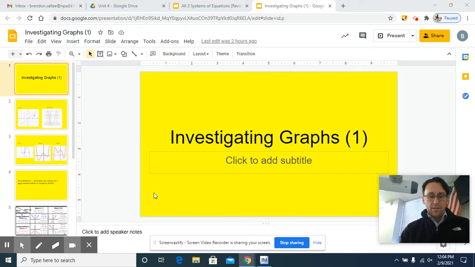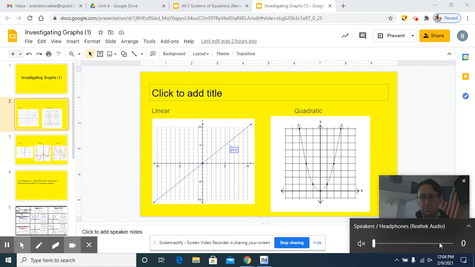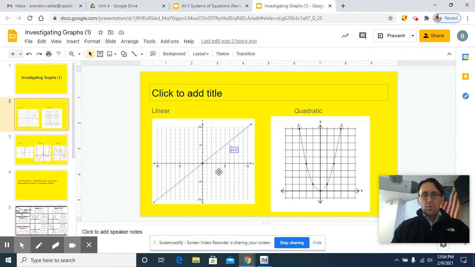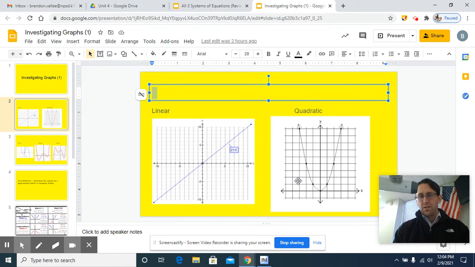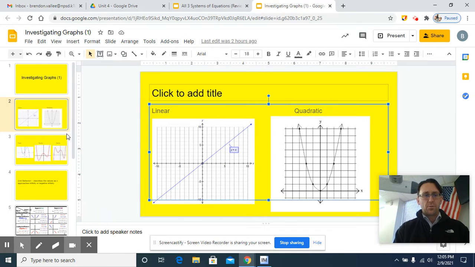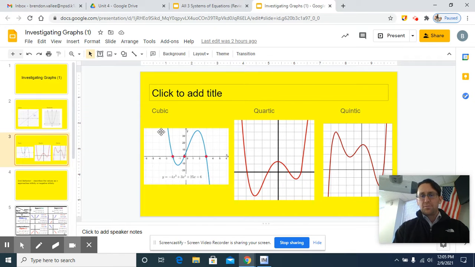Okay, investigating graphs. So obviously this is a linear function. This is a quadratic function, two functions you're familiar with. And these are examples of a cubic function. Quartic, quintic, that means to the third power, to the fourth power, to the fifth power.